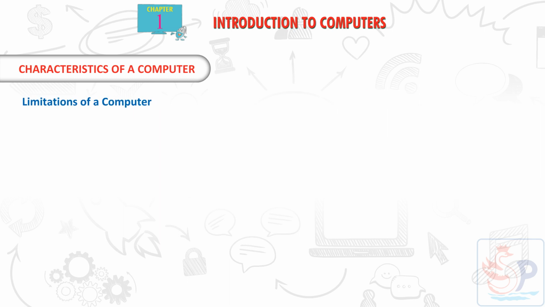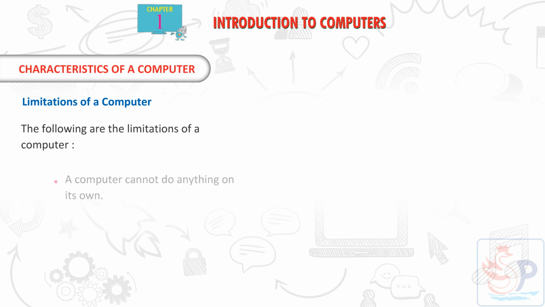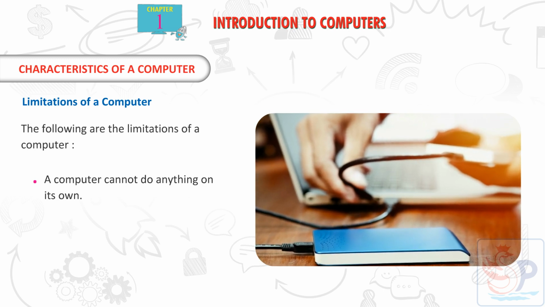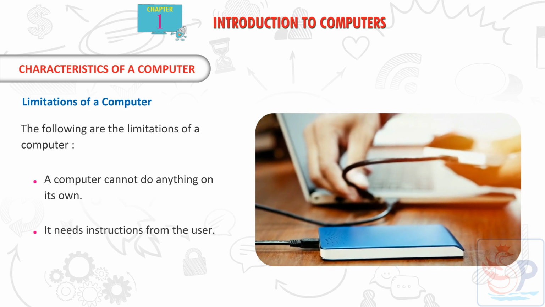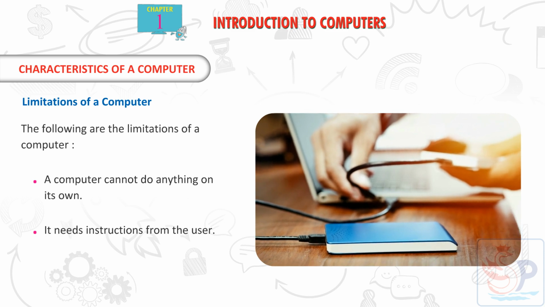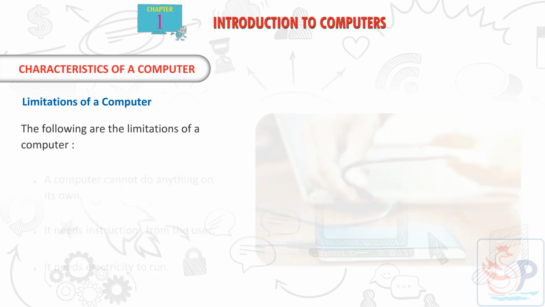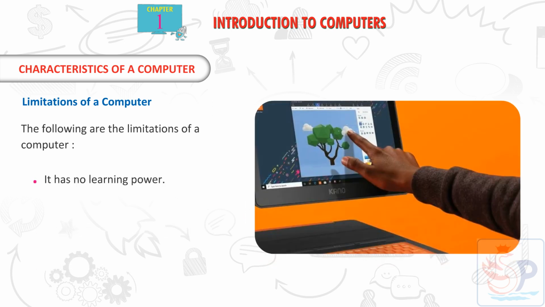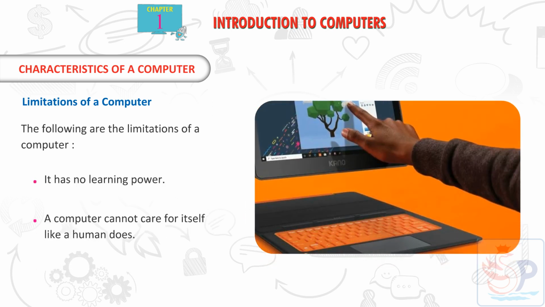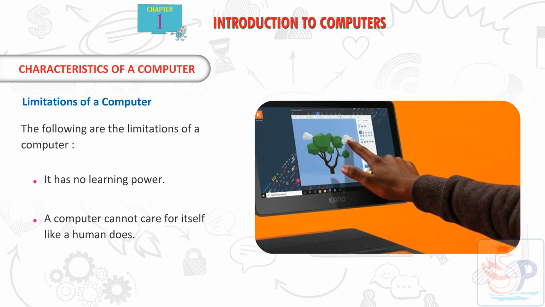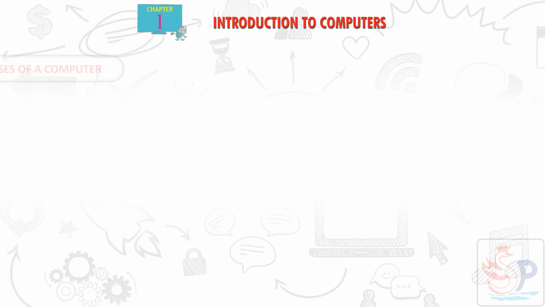Limitations of a computer. The following are the limitations of a computer. A computer cannot do anything on its own. It needs instructions from the user. It needs electricity to run. It has no learning power. A computer cannot care for itself like a human does.